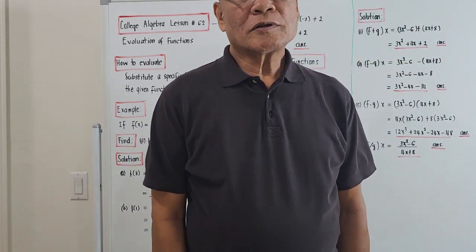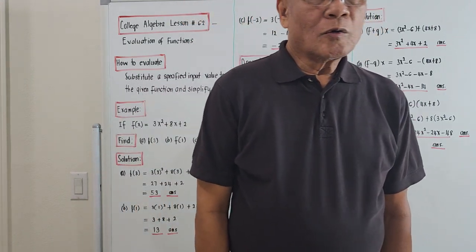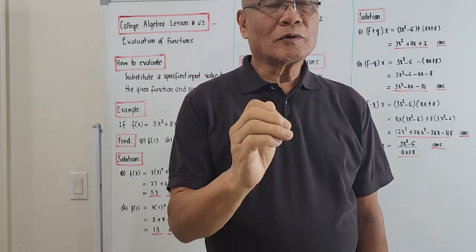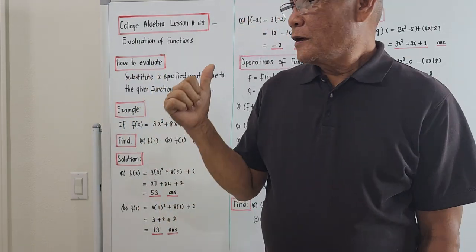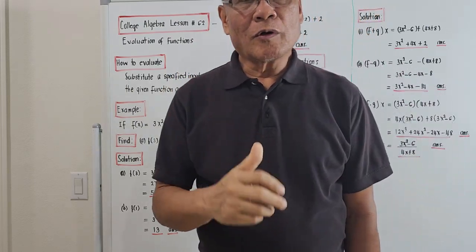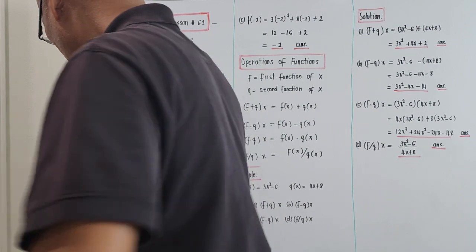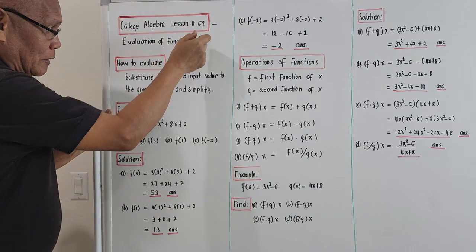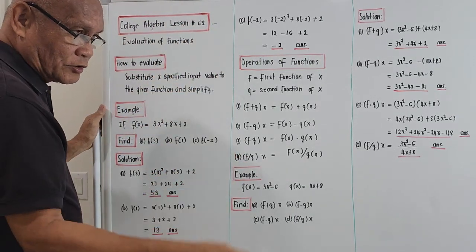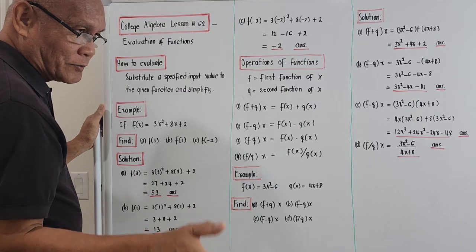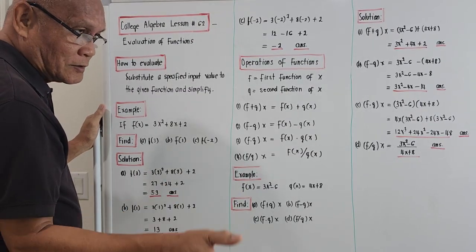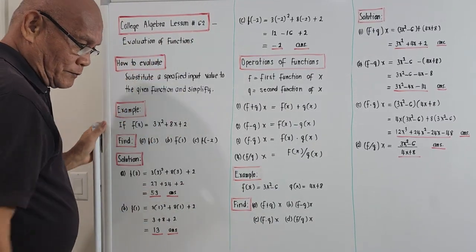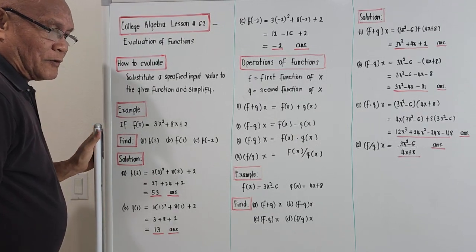Okay, my topic for this session will be a long video format discussion on college algebra. We are running smooth on college algebra. We are almost done. This will be lesson number 62. Okay, let's proceed. My topic for this evening will be college algebra, lesson number 62. We are almost done with college algebra. The title of the topic for tonight will be evaluation of functions.